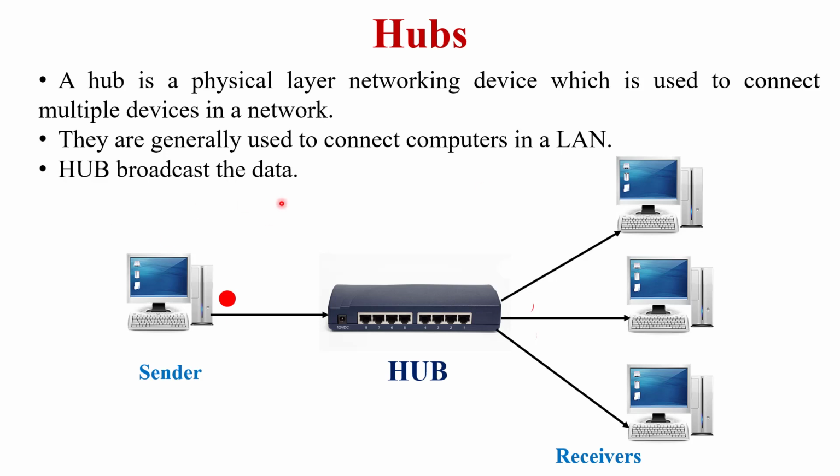Hub broadcasts the data. This is the unique feature of hub. It means when a data frame arrives at the port of the hub, it broadcasts that data. It means hub makes multiple copies of that data and broadcasts to every other device connected in a network without recognizing the source or intended destination address.